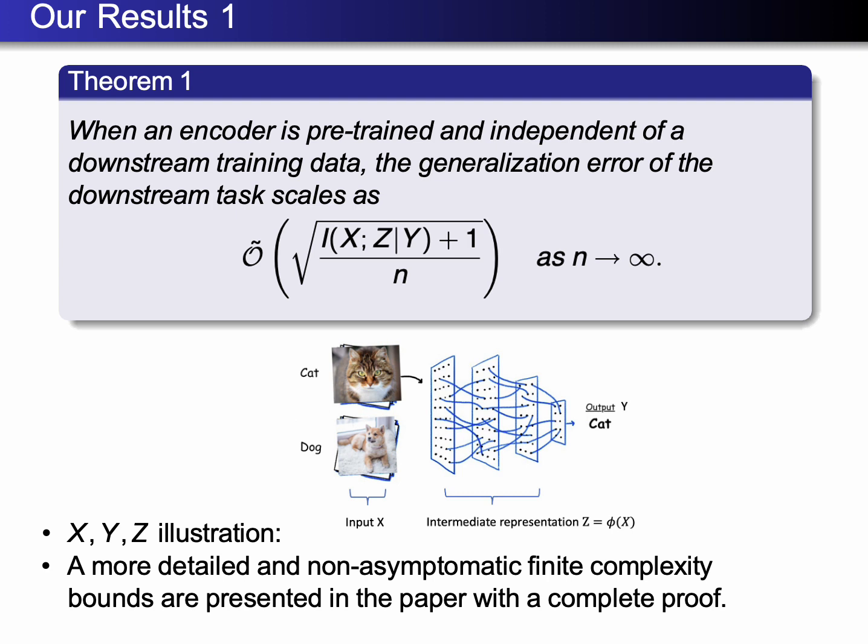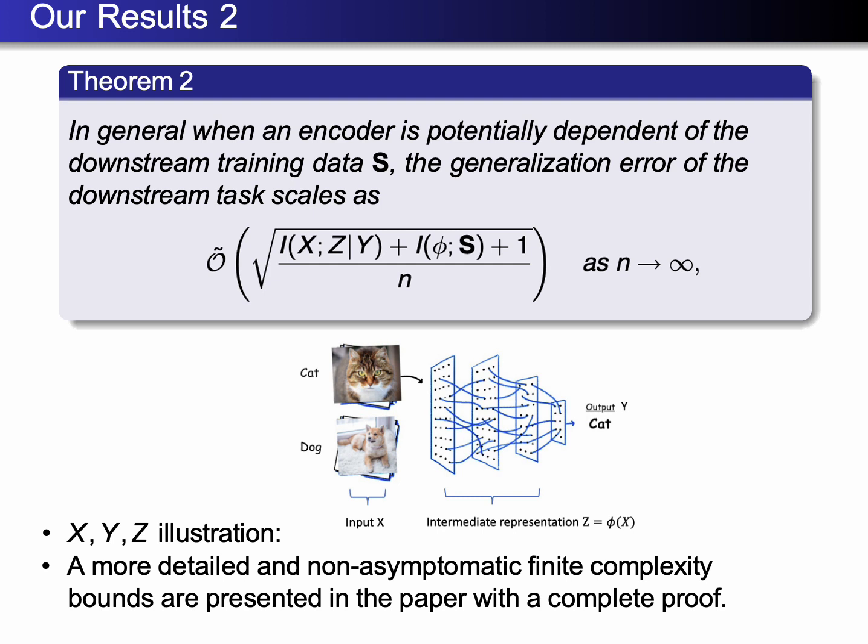Our results, number 1. In this paper, we first prove that when an encoder is pre-trained and independent of a downstream training data, the generalization error of the downstream task scales with the conditional mutual information between X and Z conditioned on Y. Moreover, it approaches 0 at the rate of 1 over square root of n as desired. Here, recall that X is an input, Y is a target, and Z is a hidden layer output. A more detailed and non-asymptotic finite sample bound is presented in the paper.